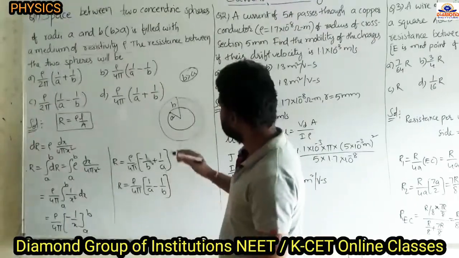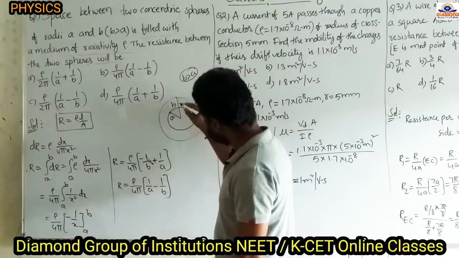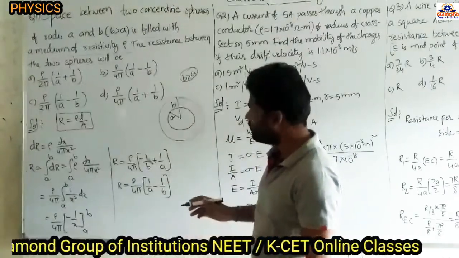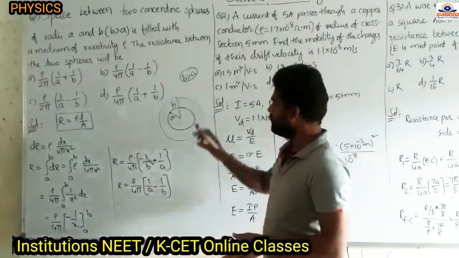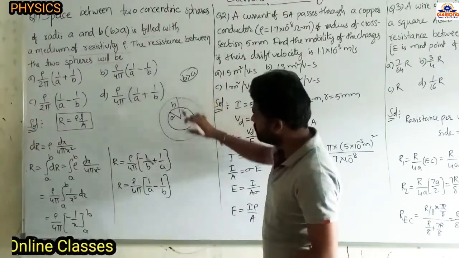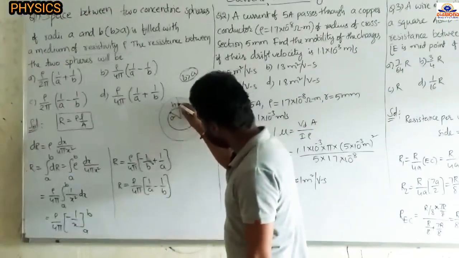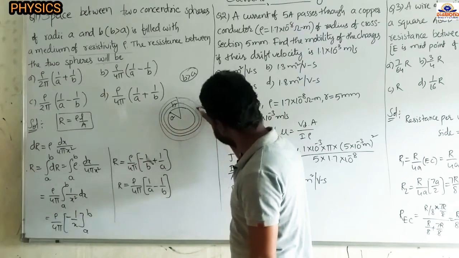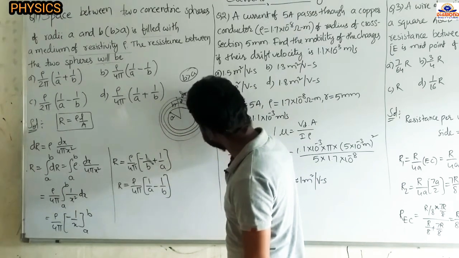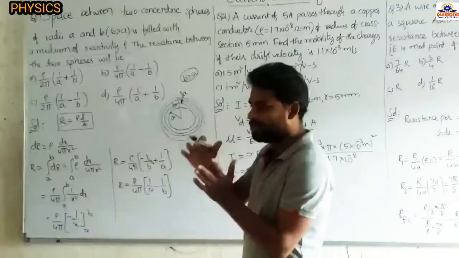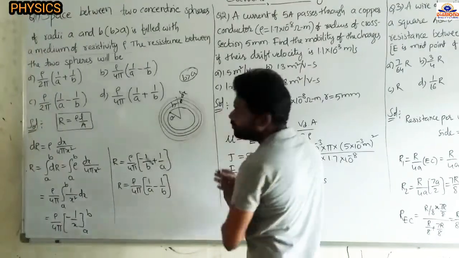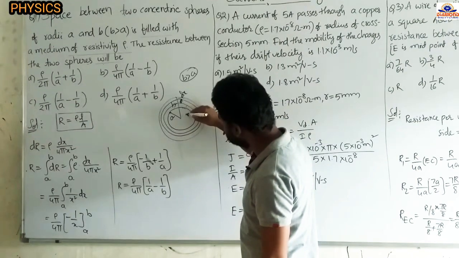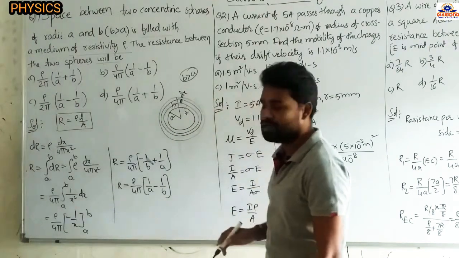Now, to find the resistance in between these two spheres, we have to draw one more shell in the space between them. So I am drawing one more sphere like this. This sphere's thickness is dx. The space between these two spheres has thickness dx, and the distance from the center is x. That means the radius is x and the thickness is dx.